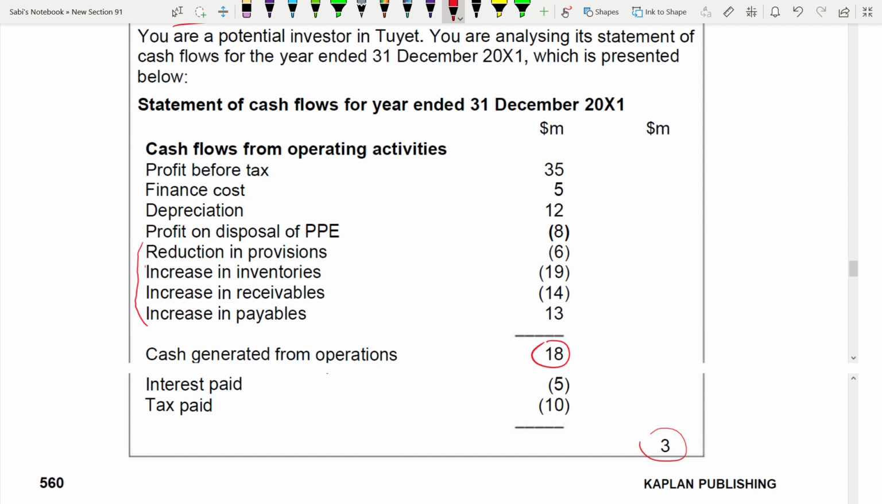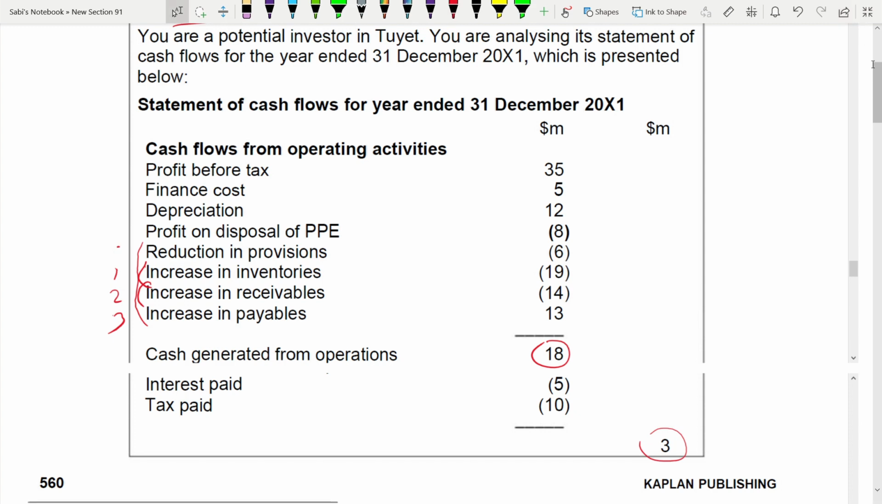Which are the alarming signs? Increase in inventory is not good. It leads to more cash outflow. Increase in receivable. Your customers are not paying. They are paying late. This is also not good. Increase in payable is good, but it has a bad side also. Your supplier might withdraw the credit facility later on. Provision is reducing, which is good. This is a good sign.